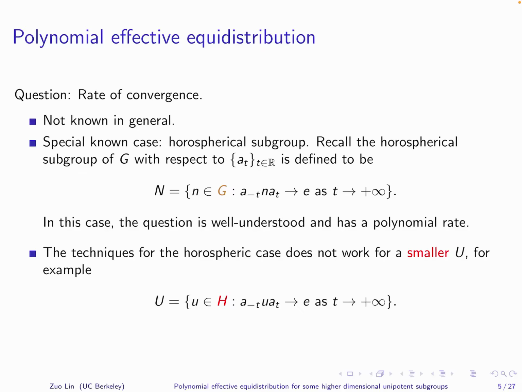But the techniques for this horospherical case do not work for a smaller unipotent subgroup. For example, in the previous setting, my U is some unstable part of my diagonal flow, but not all of it. It is the unstable part in this smaller group H. And sadly, the techniques for horospherical subgroups do not work here to provide the rate of convergence. Okay, so this is the main question I would like to discuss in this talk.